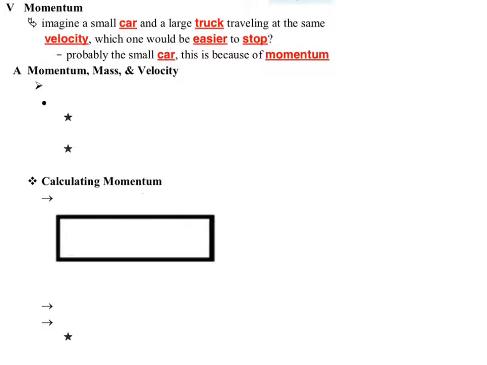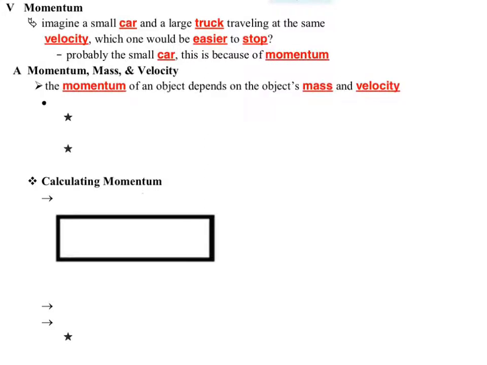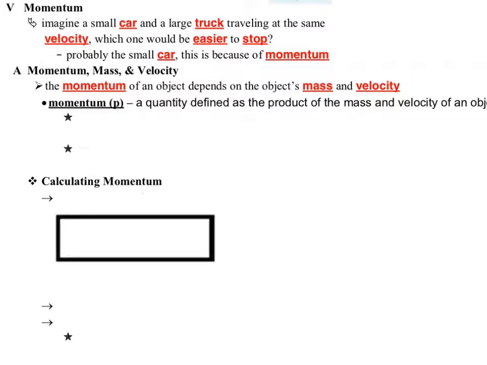Okay? Now, what does the momentum of an object depend on? The momentum of an object depends on the object's mass and the velocity of the object. So, what is a quantity defined as the product of the mass and the velocity of an object? This is what momentum is. And what's the symbol for momentum? The symbol is lowercase p.